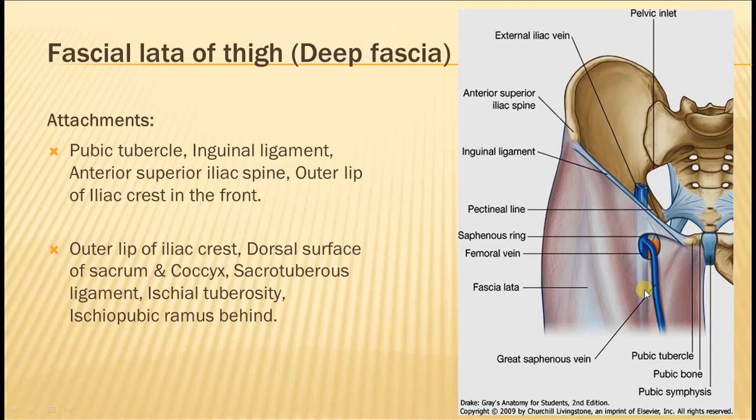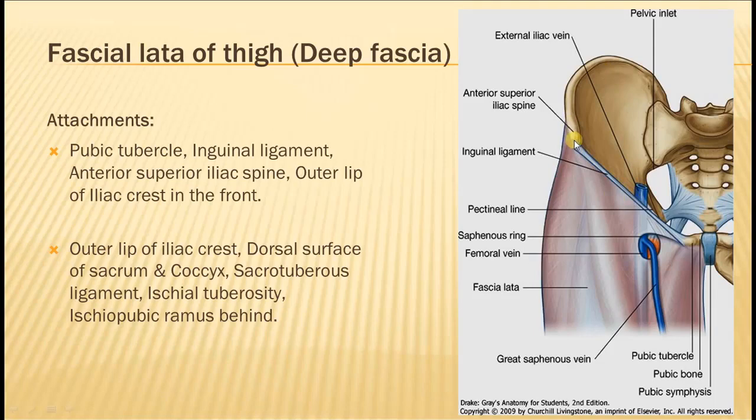Now, on the upper part of the thigh, it is attached to the pubic tubercle and the lower part of the inguinal ligament. Because it is attached to the lower or inferior surface of the inguinal ligament, the inguinal ligament itself is not a straight line as shown here. It is somewhat gutter shaped due to the constant pull of the fascia lata of the thigh from below.